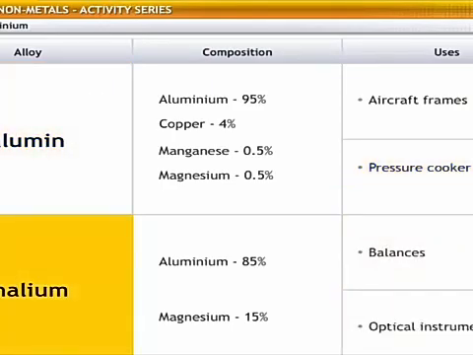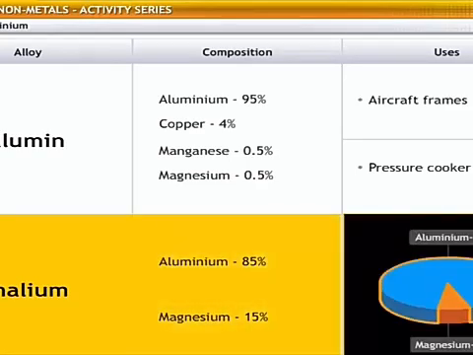Magnalium is an alloy of aluminium and magnesium. Although weak and soft in elemental state, magnesium combines with aluminium to produce some alloys that are useful as engineering materials. Magnalium is composed of 85% of aluminium and 15% of magnesium.